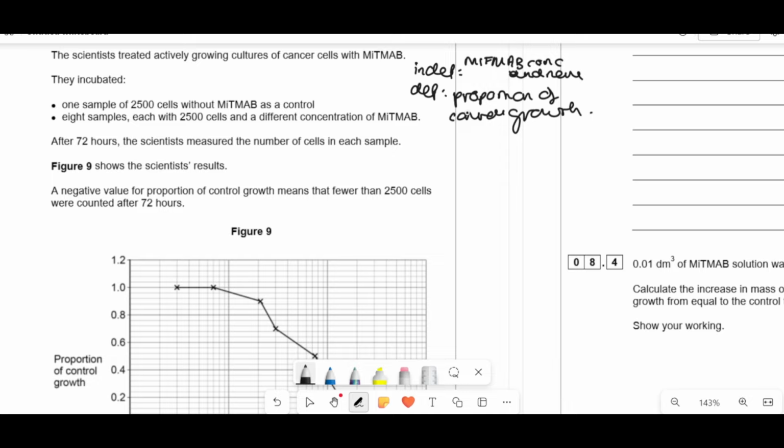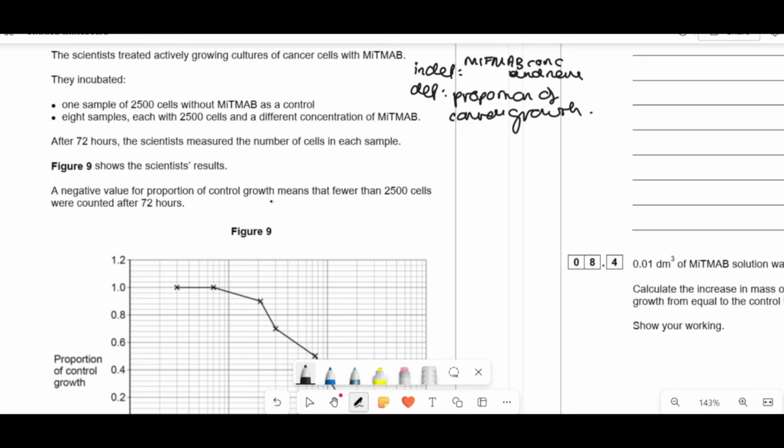The MITMAB should change the proportion of the control growth, as in the cells, like the percentage almost, if you will. So if the proportion's 1, it means that the number of cancer cells in the MITMAB versus control are equal, as in they're the same. After 72 hours, they measured the number of cells and then they did this calculation. We don't know what the number of cells are, otherwise that's why I'm not writing it there.